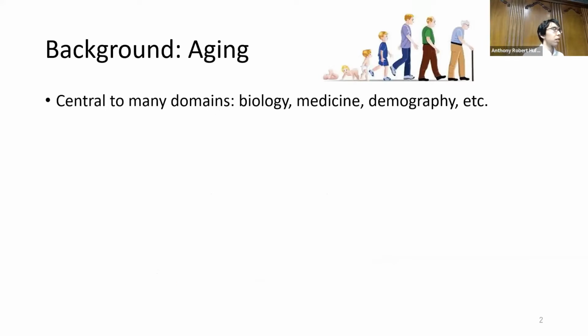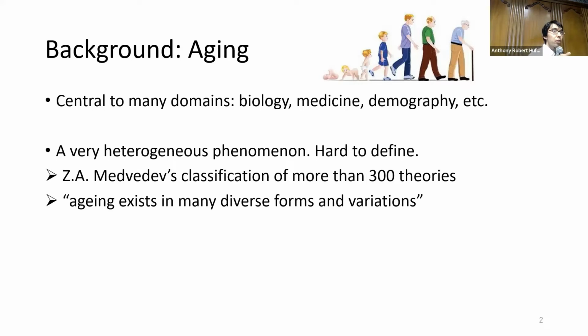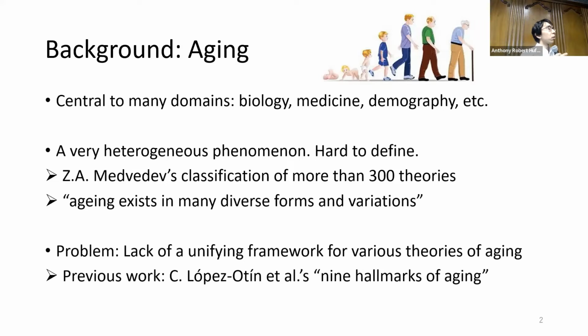Okay, so first of all, aging is central to many domains, such as biology, medicine, and demography. And it's a very heterogeneous phenomenon. For instance, in a classical text, Medvedev classified more than 300 theories of aging, and he said that aging exists in many diverse forms and variations. So that's why aging is notoriously difficult to define.